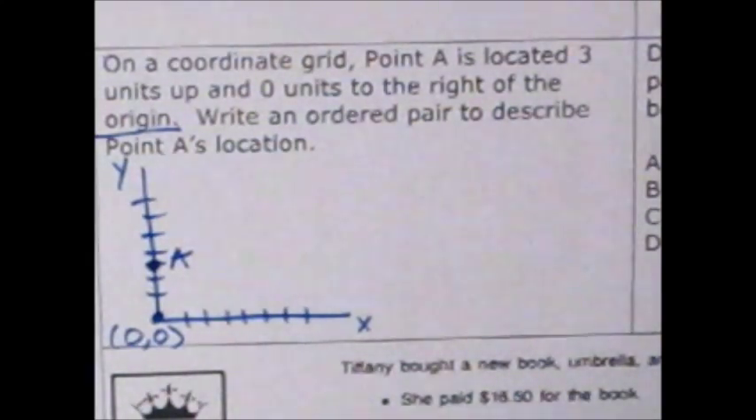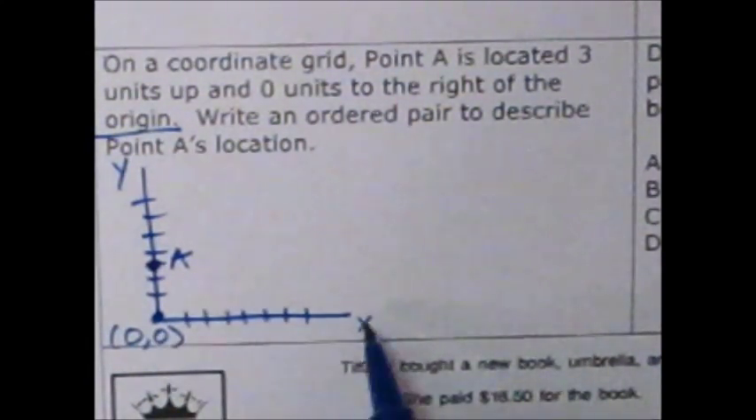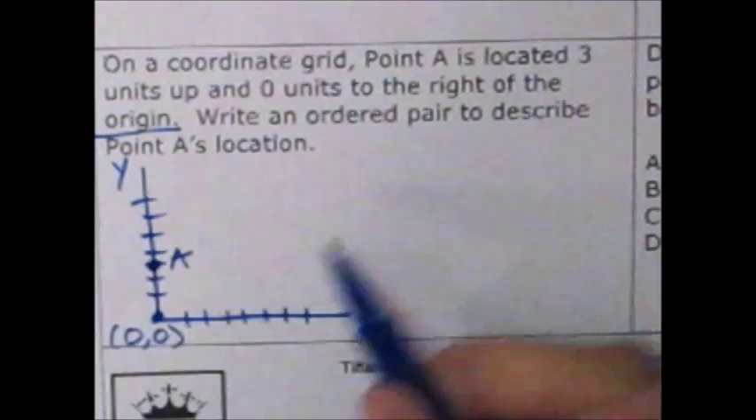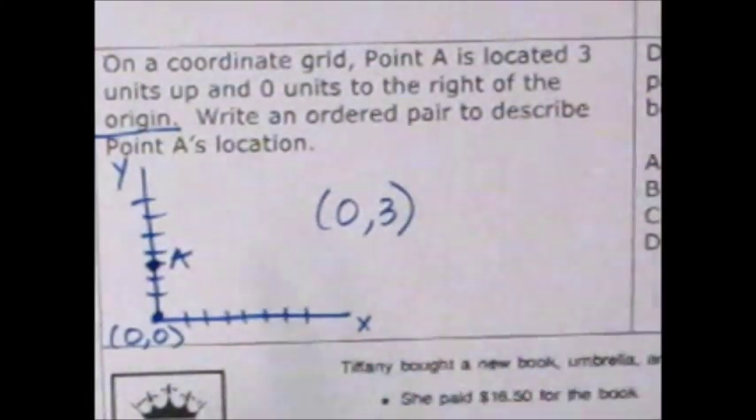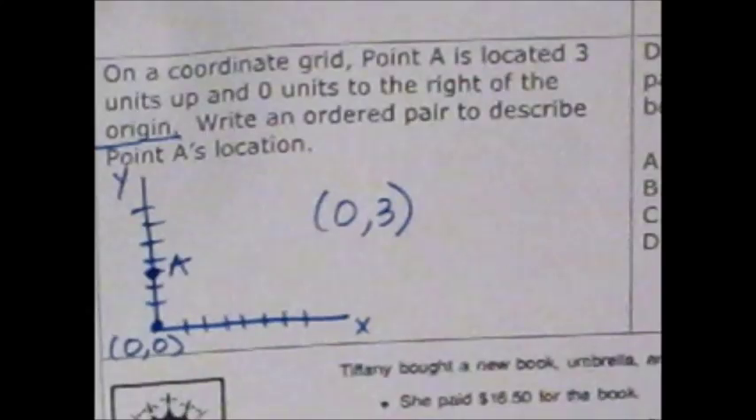So what is the ordered pair of point A? So on my x-axis, it's at 0. My vertical y-axis, it went up 3. So that is my ordered pair. Cool, let's move on.